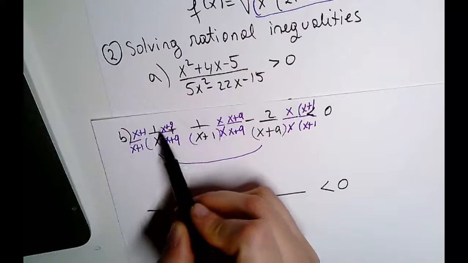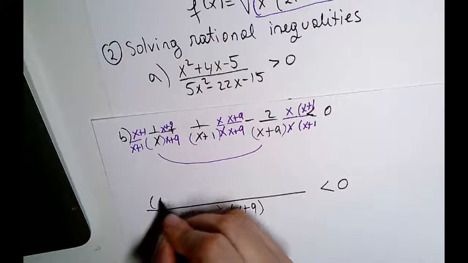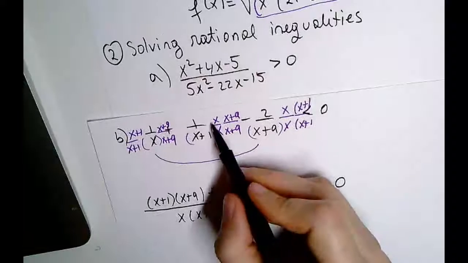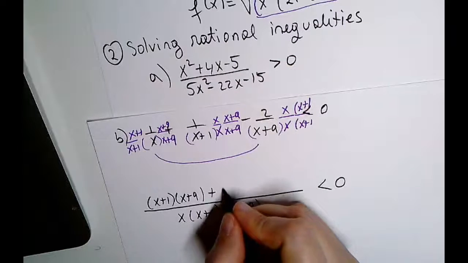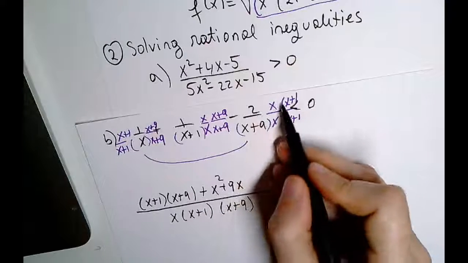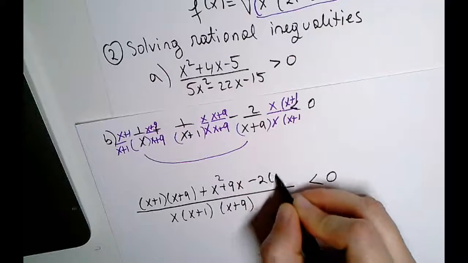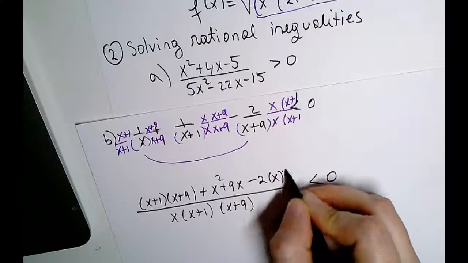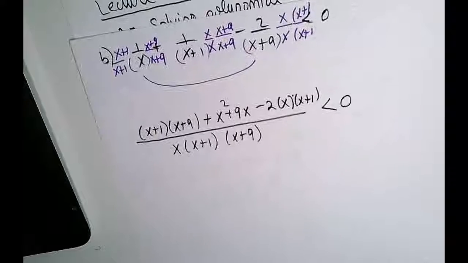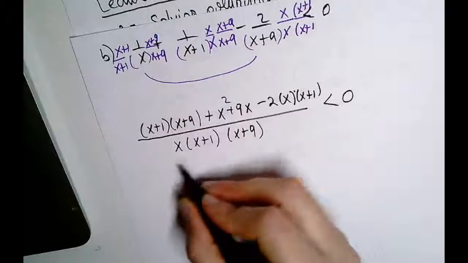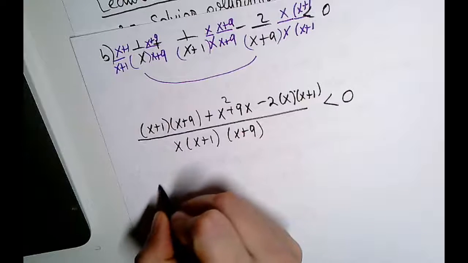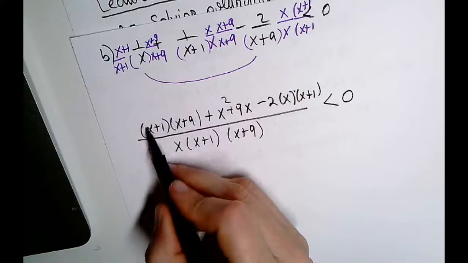So I have a x plus 1 times a 1 times x plus 9. So x plus 1 times x plus 9. Plus I have an x times x plus 9. So it's going to be plus x squared plus 9x. And then I have a minus 2x times x plus 1. So now we just got to do a little more algebra, and then it's going to come down to solving a rational inequality. So we're going to FOIL this.